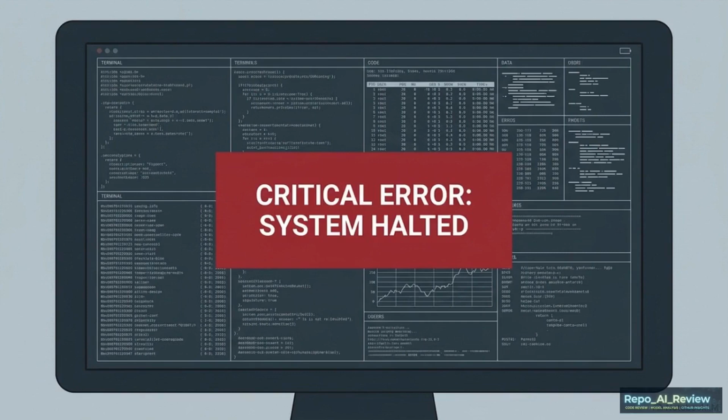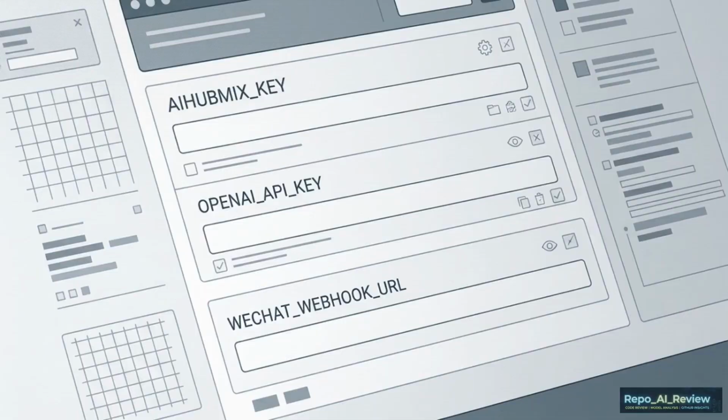Setting this up does require technical effort. The primary friction point is configuration overhead. You have to manually source, input, and secure multiple API keys to get the pipeline running.